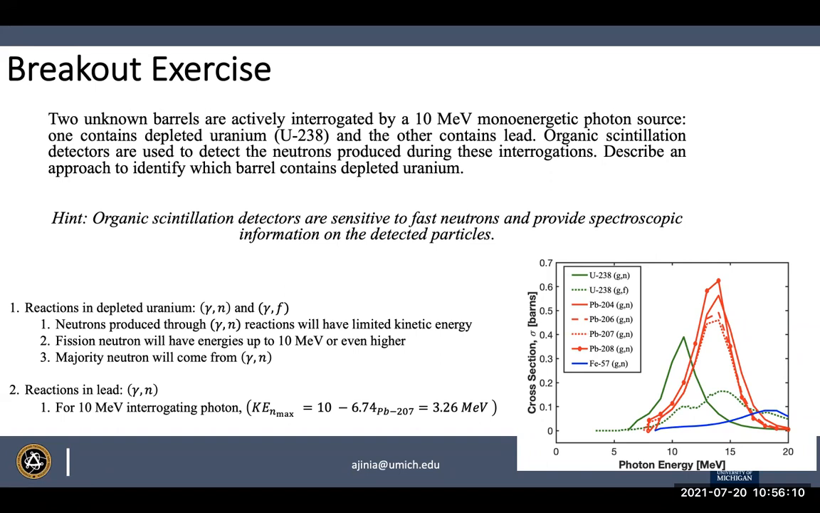Tomorrow, you have a very interesting lecture coming up, which is going to talk about various detectors that are used in active interrogation. That will help you understand what type of detectors we should use in active interrogation to get this energy spectroscopy information and not just count neutrons produced. So this is all I have for you today.